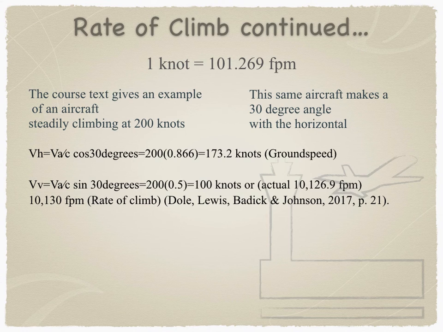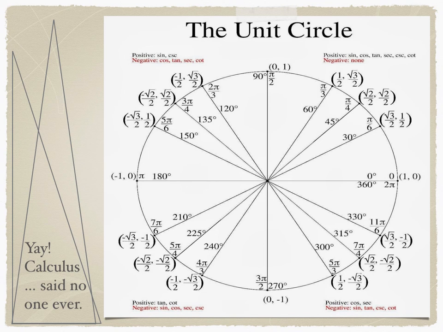So they have the horizontal equals the angle of climb, cosine 30 degrees. So they put the 200 here, but where did this 0.866 come from? This is where the unit circle comes in handy. So we go back to the unit circle, right? And we find in the top right, quadrant 1, 30 degrees. We go up here and we find, now why is it a cosine? Because it's on the x-axis.